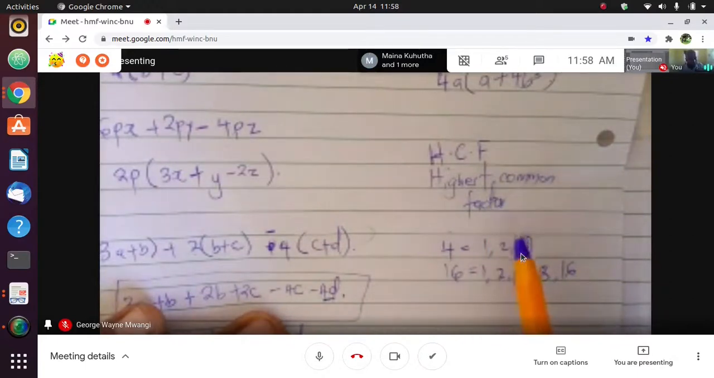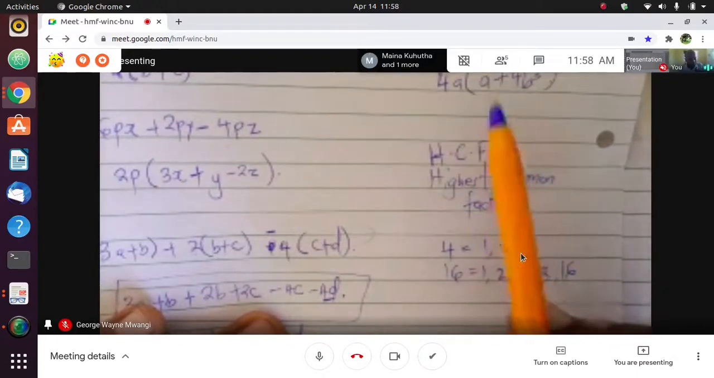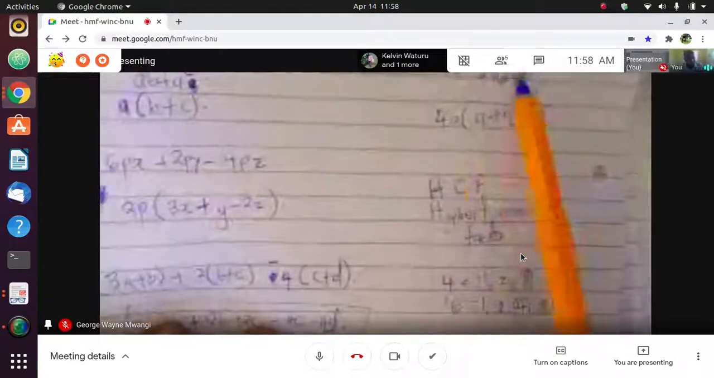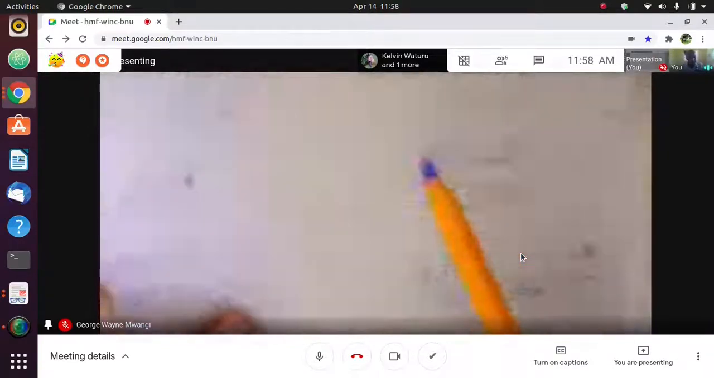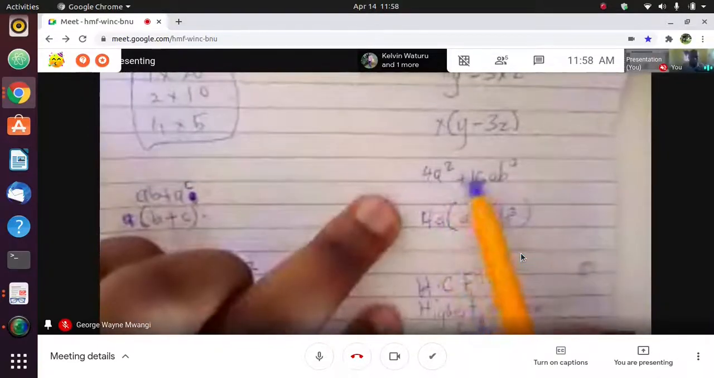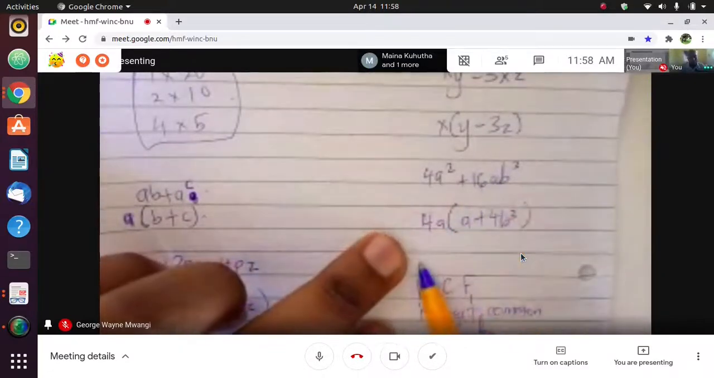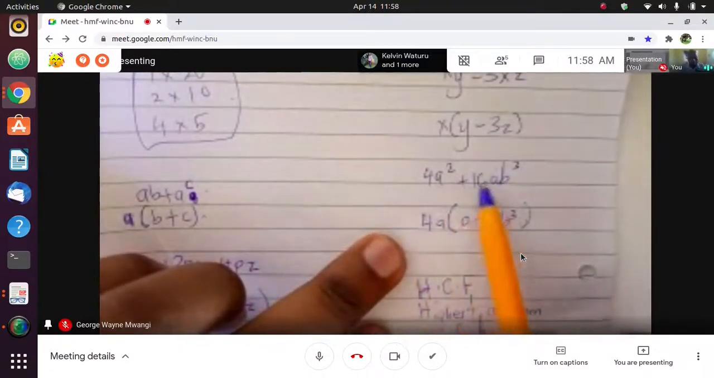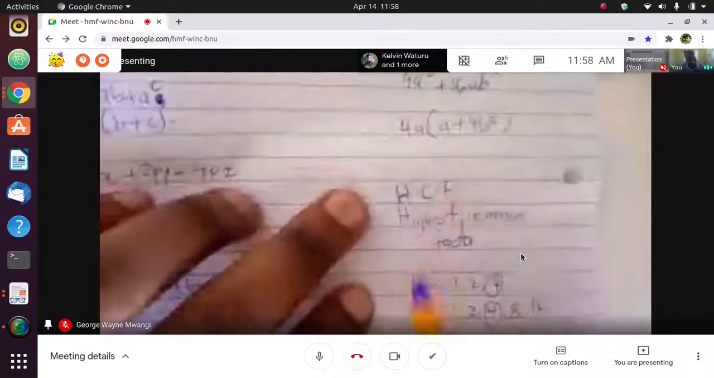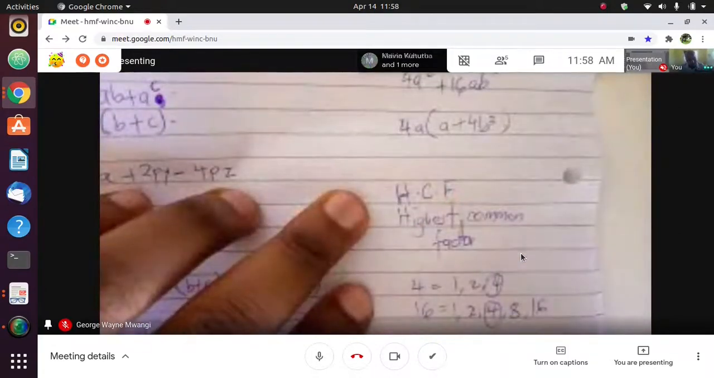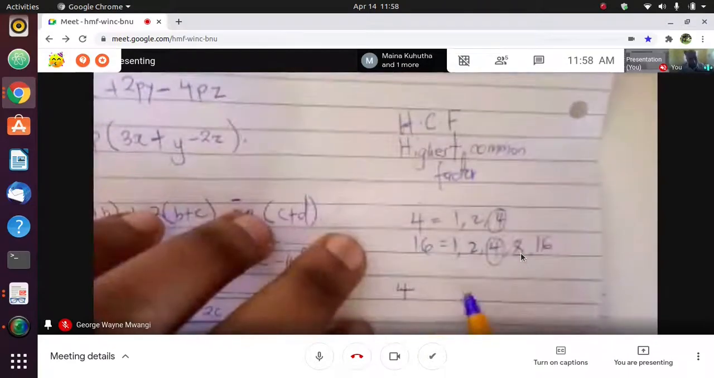Now, when we are factorizing, we will take the highest common factor of these two, kwa mfano, these expressions here, 4 and 16. We always take the highest common factor, ama the highest common multiple. Tunaiweka nje. In this case ni 4. That's the reason why we do not take 2.